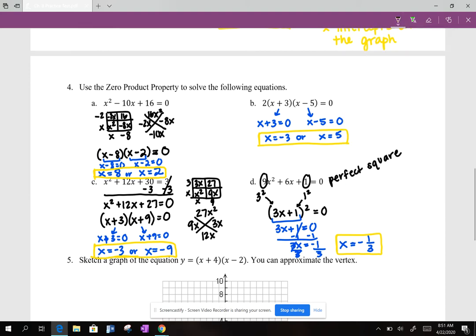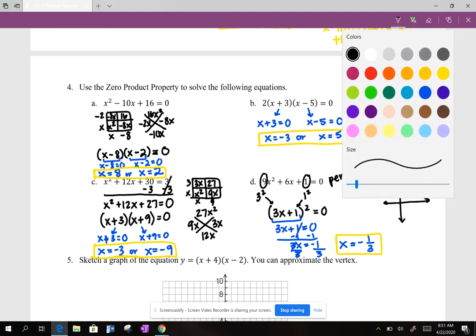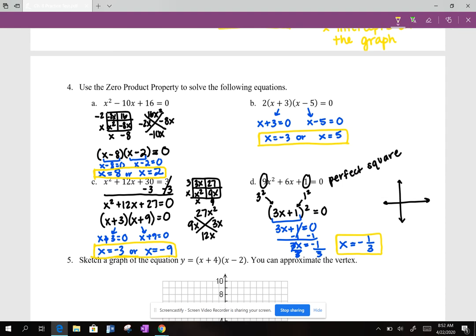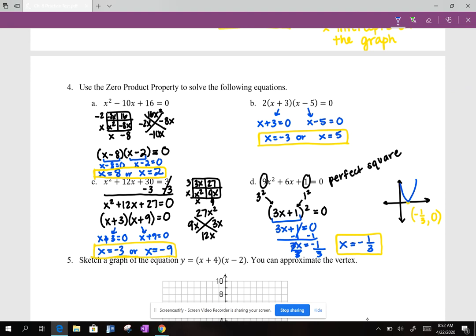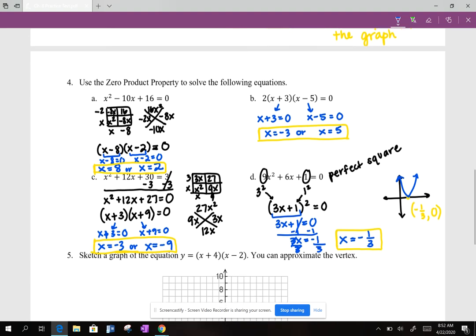What that means is that if you graph, I'm only going to have one x-intercept, and it will be at -1/3, 0. So what is that graph going to look like? Just like this. It's only going to cross the x-axis one time, and it's going to be at that one point. Okay? Just wanted to clear this up in case you see this in the future.